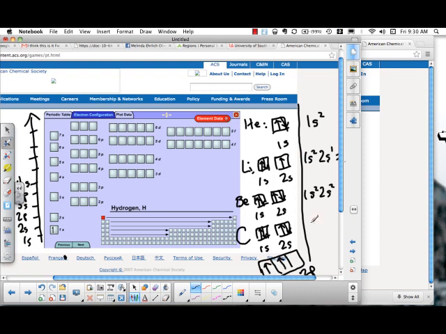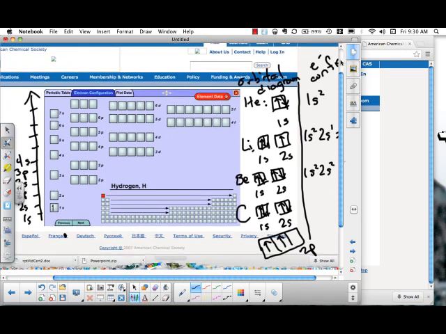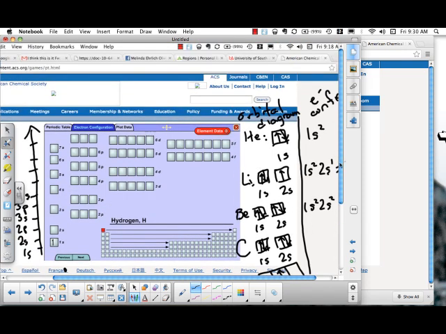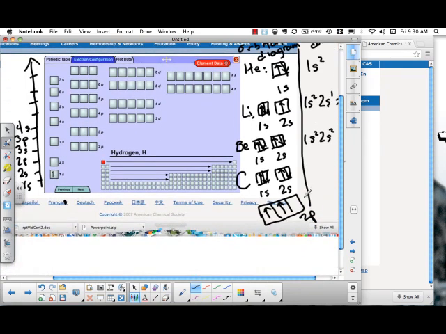Now, generally, these would be written all in a line for the orbital diagram. That's what we're doing, orbital diagram. This is electron configuration. Sorry about that. We would generally do the orbital diagrams all in a line, but I'm kind of running out of room here. The electron configuration is 1s2, 2s2, 2p2.